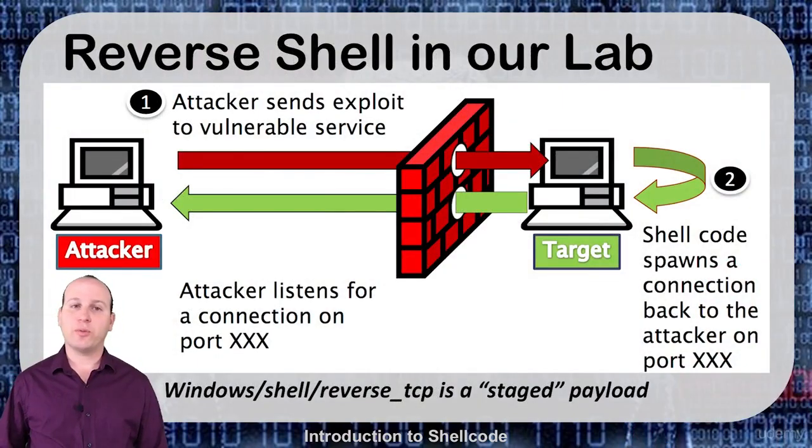So in our lab, what are we going to do? We're going to use a reverse shell. So we're going to send out that exploit on the service. It's going to spawn the connection back to the attacker on a given port. In our case, we're going to use 4444, which is the default for Kali Linux.